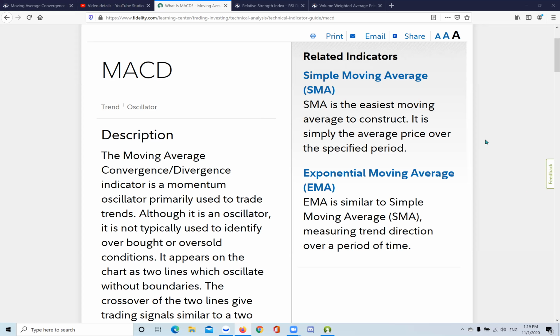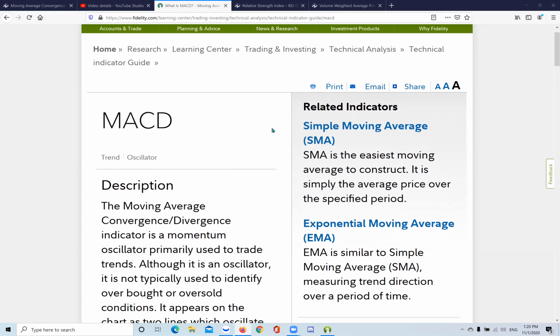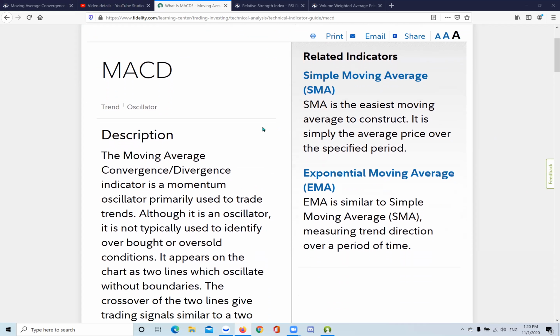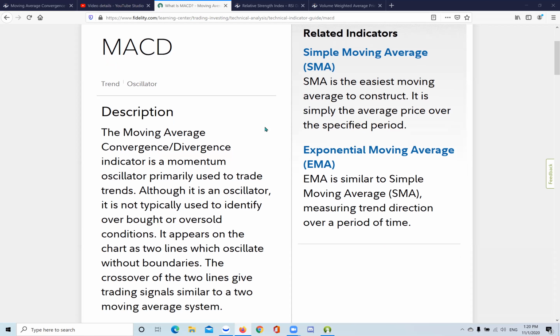We have lots of people who want to know about MACD and RSI and VWAP. Today I'm going to share the information from a website of another broker, Fidelity, on MACD. If you want to go there to read more, it's okay, but I want to tell you the source where I got this.